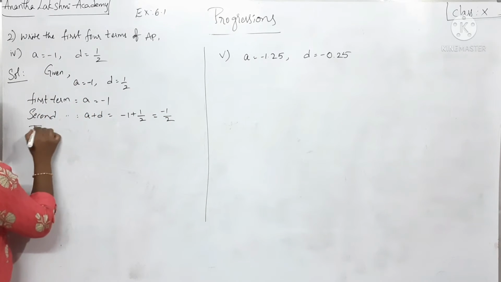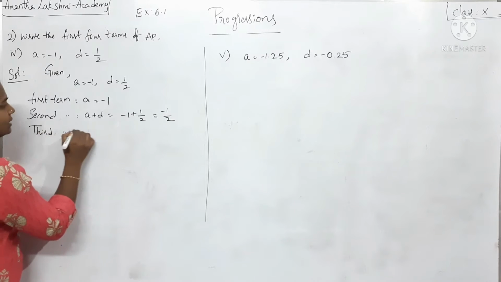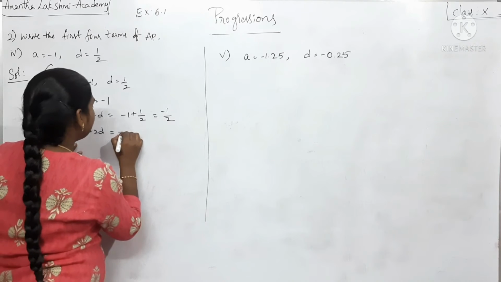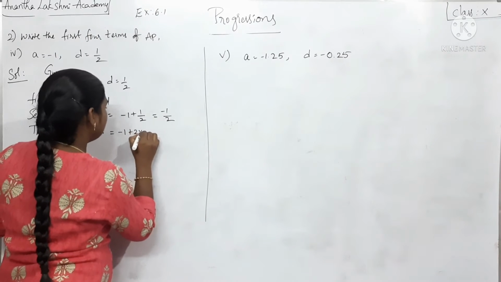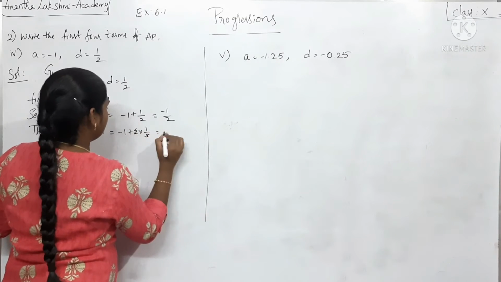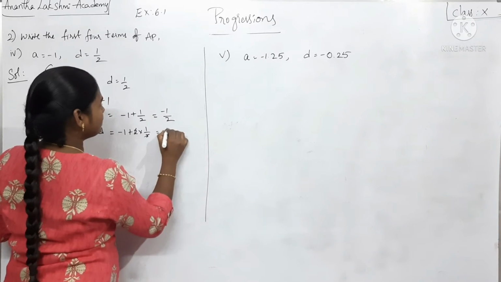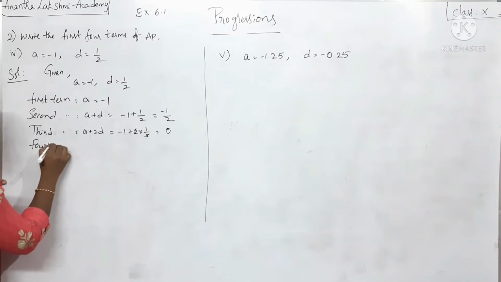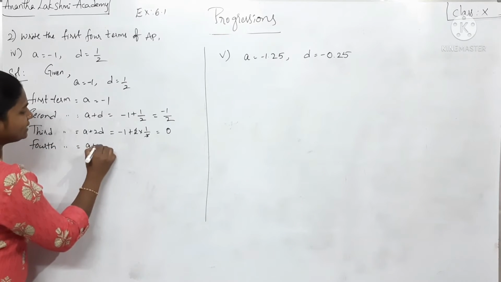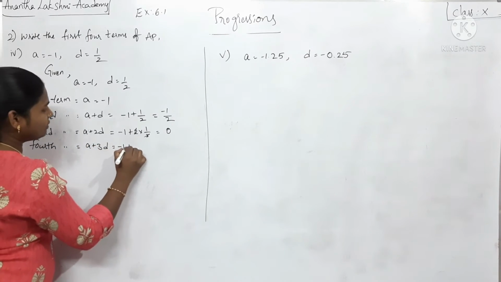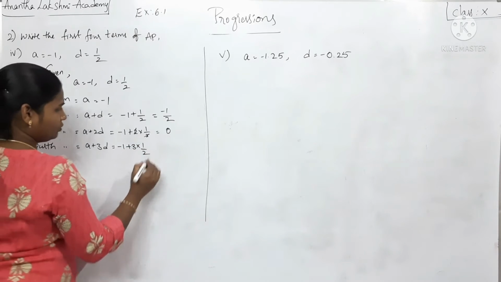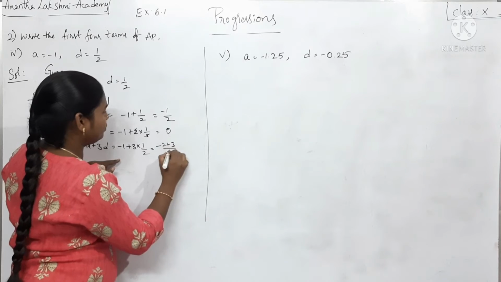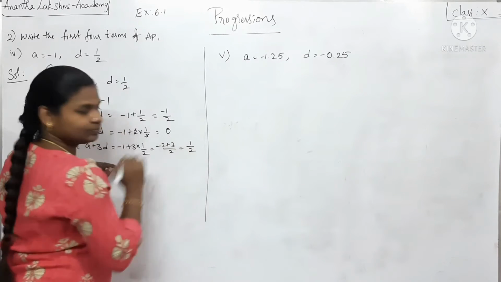Alright, third term is equal to a plus 2d, which is nothing but minus 1 plus 2 into 1 by 2, is equal to minus 1 plus 1 is 0. Fourth term is equal to a plus 3d, minus 1 plus 3 into 1 by 2. That becomes minus 2 plus 3 by 2, which is nothing but 1 by 2.